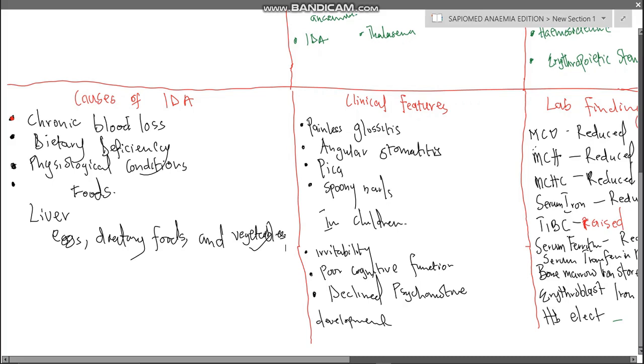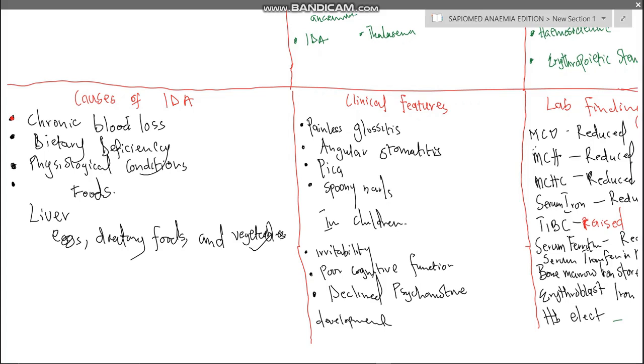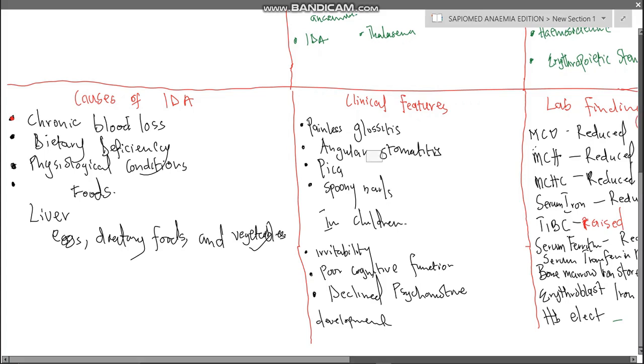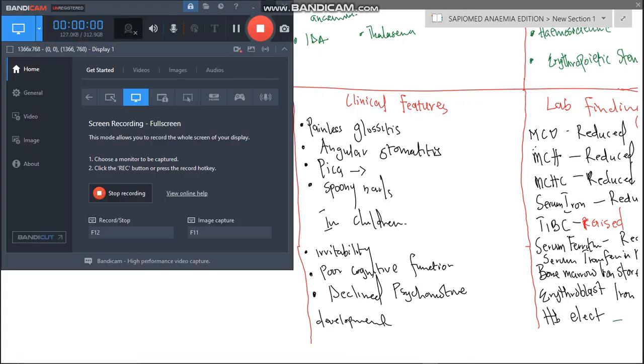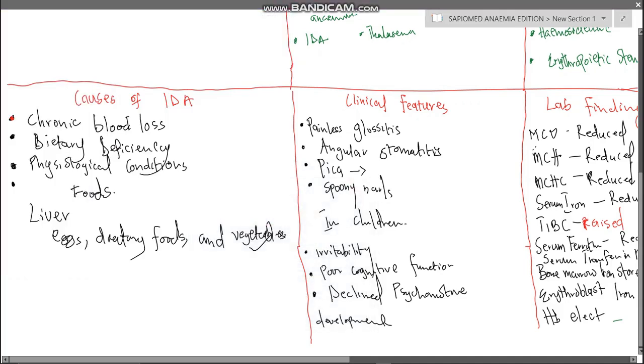Now, clinical features. We have painless glossitis, that is the beefy red tongue. We have the angular stomatitis. We have pica. So pica is the unusual craving for food. You just feel like eating something, some soup or anything, just unusual cravings to eat anything, that is pica. And then spooning nails.